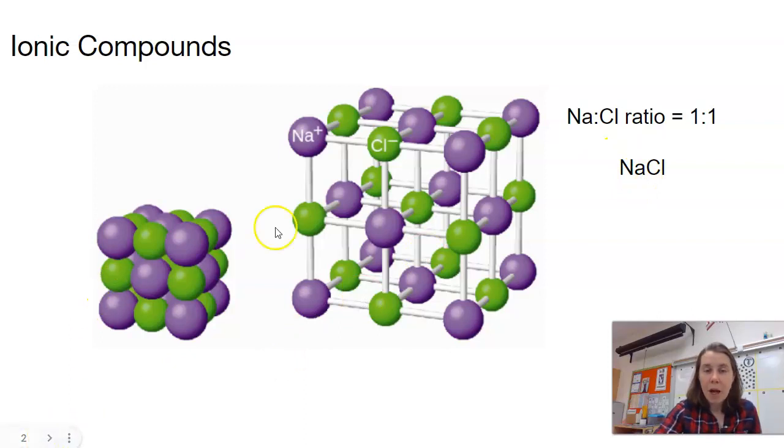All right, and because of this structure, ionic compounds have particular properties. They have very high melting points because of that network of bonds, and they also, because of the charges, which we'll learn a little bit more about in the next chapter, tend to dissolve in water pretty easily.